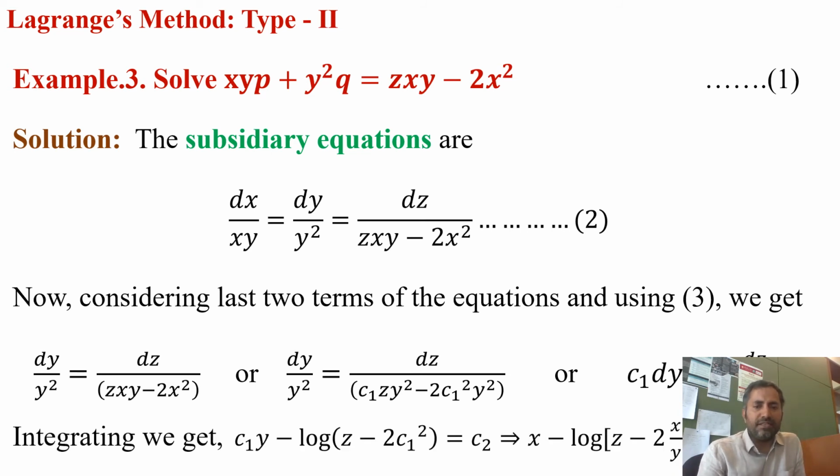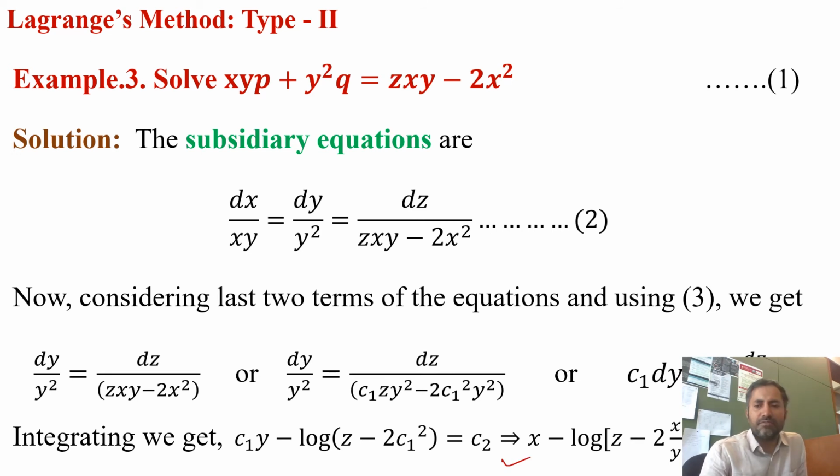So now by integrating, what we get, it will be what? So dz upon z minus 2 c1 square that we get. So by integrating, what we have, c1y minus log z minus 2 c1 square is equal to c2. Again, you can rearrange it. So by rearranging, what we get, x minus log z minus 2 x upon y square, because c1 is x upon y, is equal to c2. So in this way, we can get the second solution.